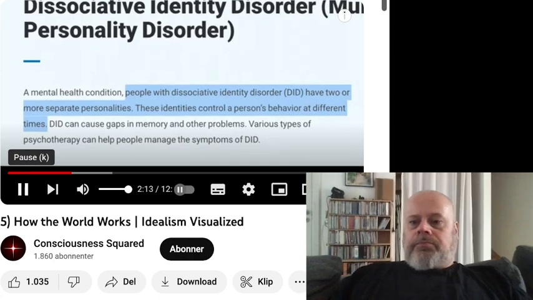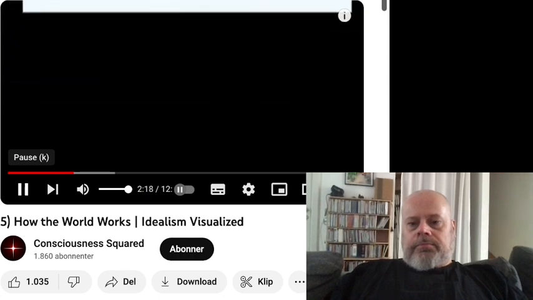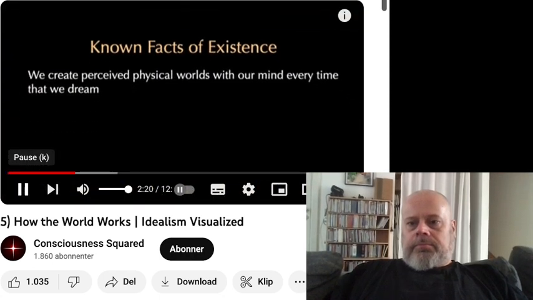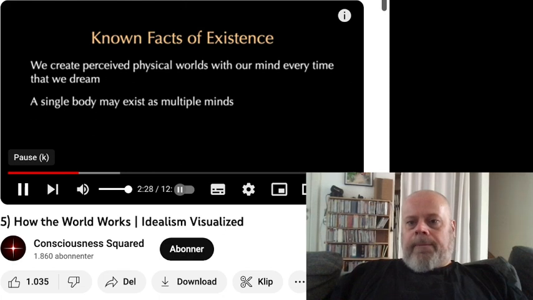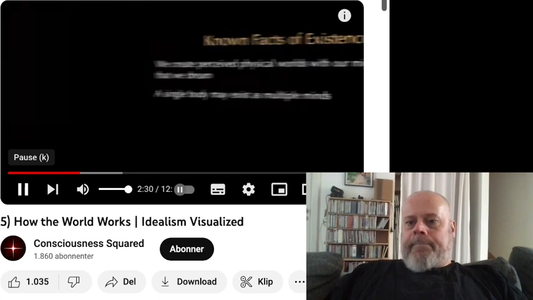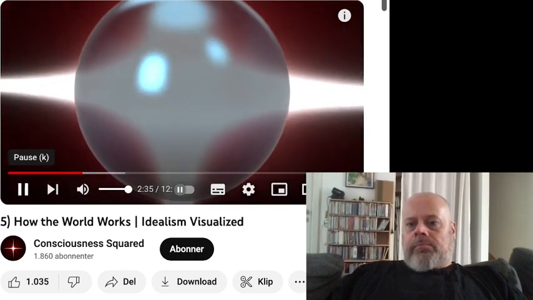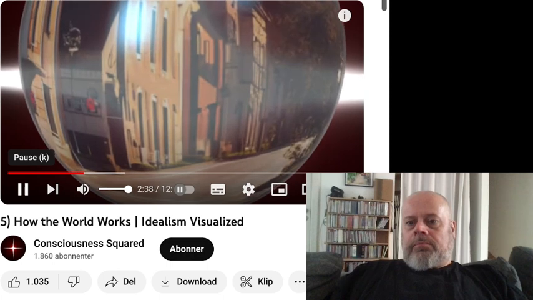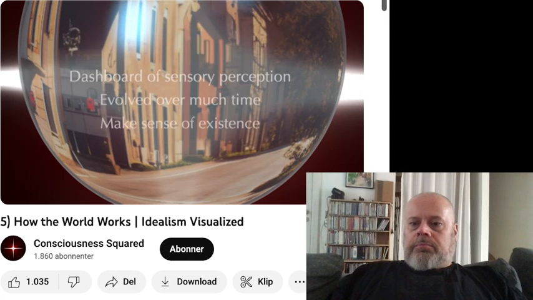Person's behavior at different times. Normally, dissociation from consciousness occurs with one body to one mind, yet it is a well-established fact that a single body may exist as multiple minds. So dissociation itself is a known fact of existence, though the mechanism is unknown. From within our egoic mind, the boundary to consciousness is what we perceive as the physical world of our everyday lives. Our physical existence is a dashboard of sensory perception that has evolved over much time that enables us to make sense of existence in our own limited way.